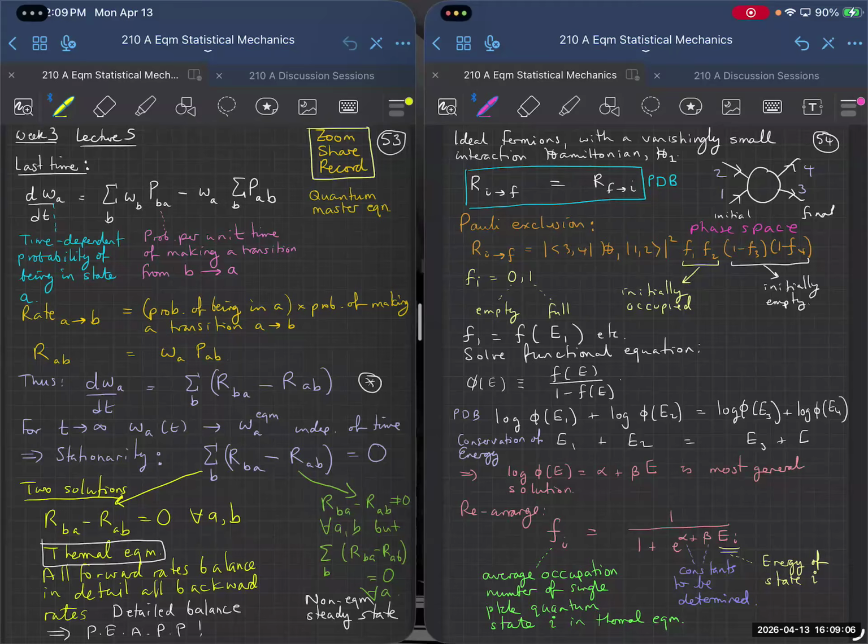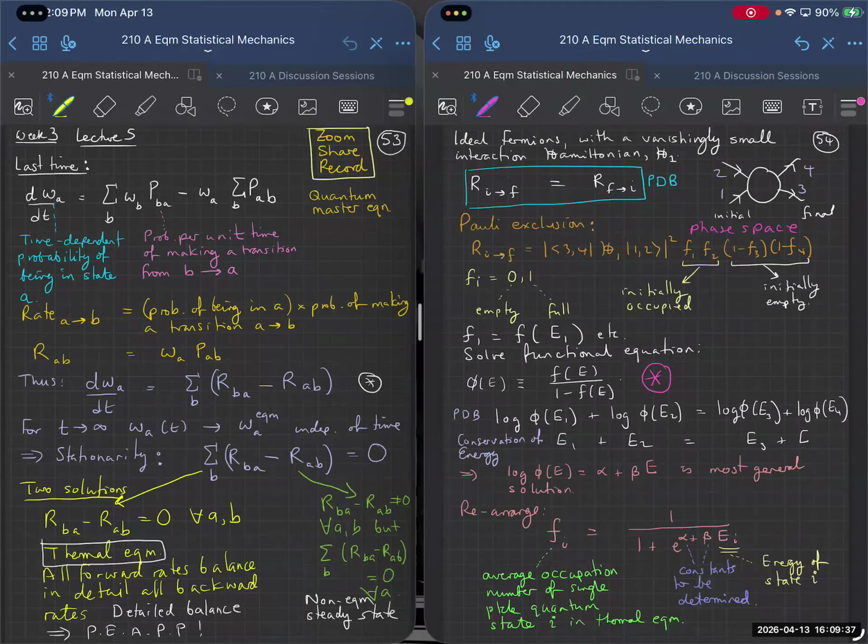Now, what was the strategy for solving this problem precisely? The strategy was we're going to make the forward and backward rates equal. So we did that. The matrix elements are Hermitian, so the matrix elements just cancel out on both sides of the equation. And we ended up with a functional equation for the quantity phi of E, which is the one I've defined over here. It's f of E over 1 minus f of E. That's how we got it by equating the forward and backward rates.